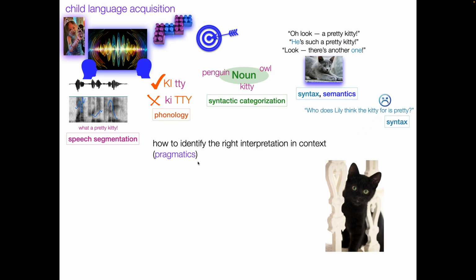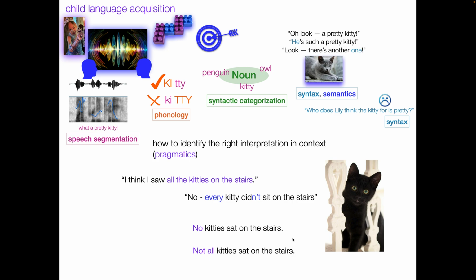But just as another example of some target information you might need to learn is how to identify the right interpretation in context using your knowledge of what's called pragmatics. So, consider this. I think I saw all the kitties on the stairs. And then someone says, no. Every kitty didn't sit on the stairs. How do we interpret this? Every kitty didn't sit on the stairs. It turns out there are actually two possible interpretations in English. And one of them is that no kitties sat on the stairs.